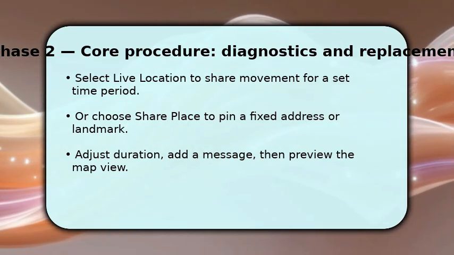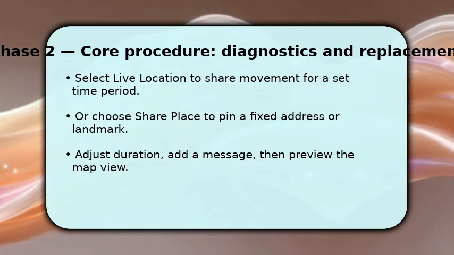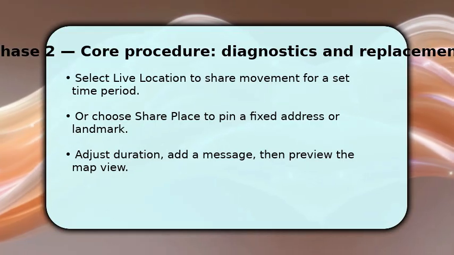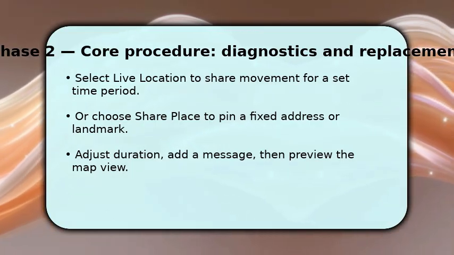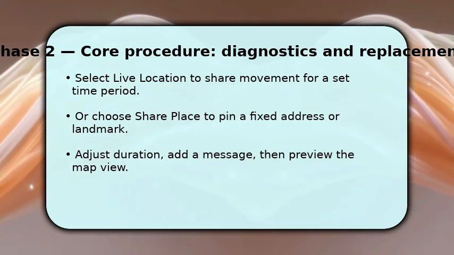If you prefer a static spot, search or drop a pin, then choose share place. Make sure to add a short note if needed, because context helps the recipient. Once selected, preview the map and hit send to publish the location into the chat.